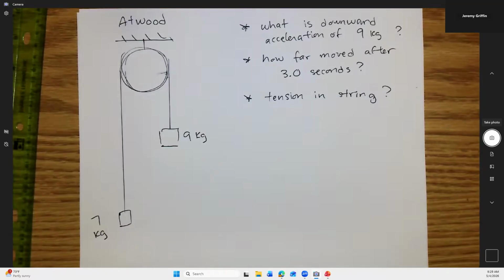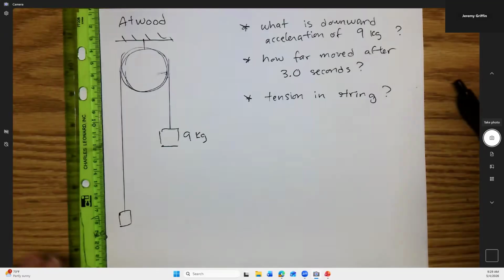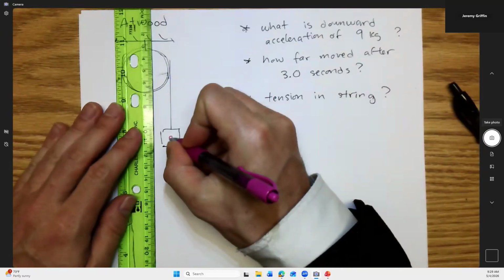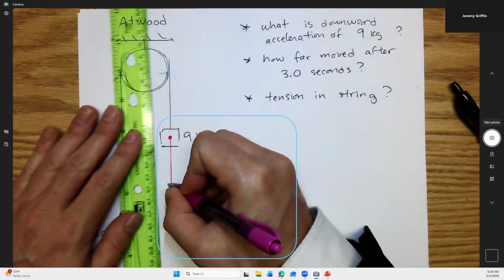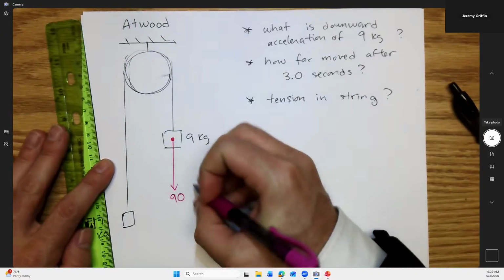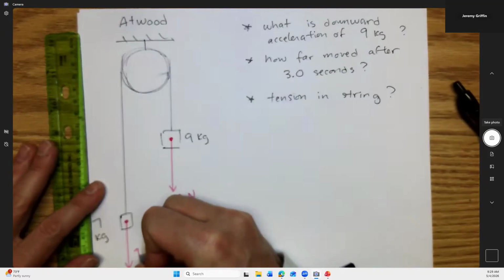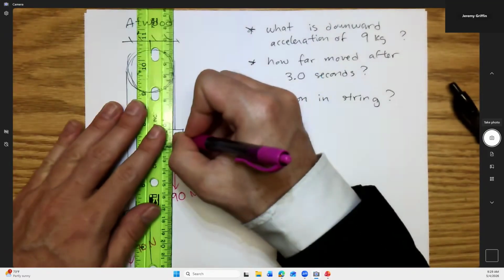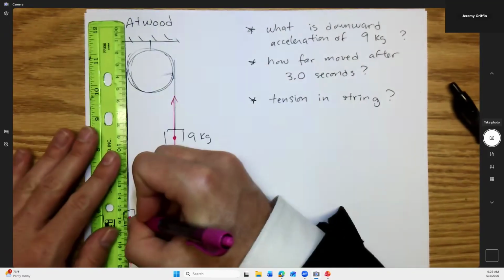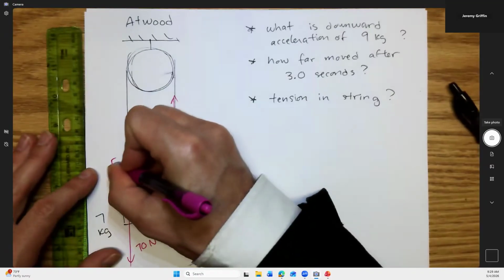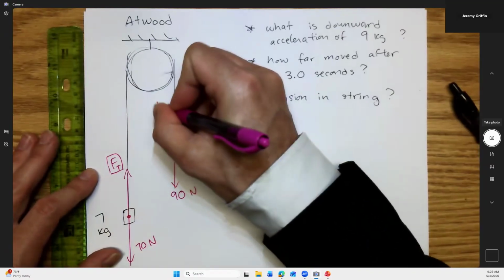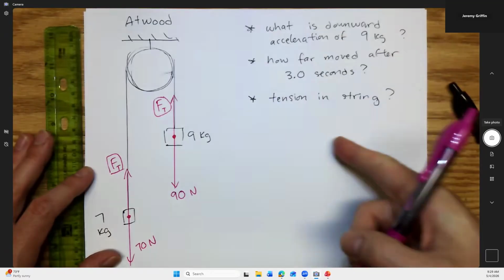All right, are you guys ready to get solving? I want you all to beat me to the answers. You've got 90 newtons right here, and 70 newtons right here. Now this tension will come back to you. I'll call it FT, and I'll just leave it there for now. That'll be the last thing we solve here.